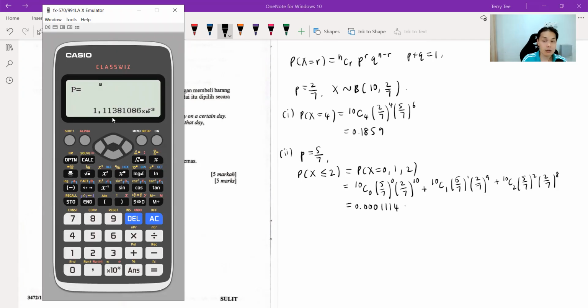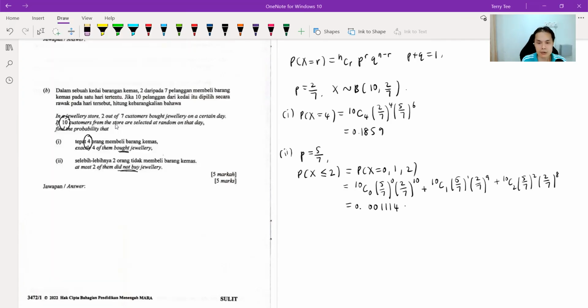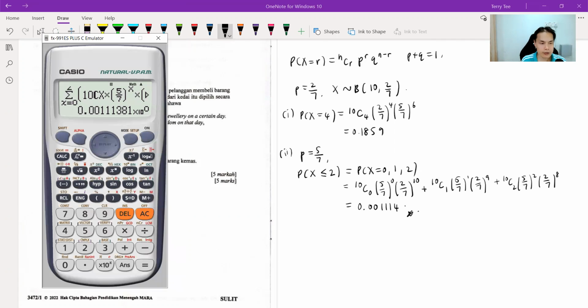So there you go. I'm getting the same answer, right? Shift ENG twice. See that? 0.00. Okay, I think I messed up. I put 000. Supposed to be 00. Sorry, 0.000114. There you go. That's your final answer. Okay, whether you use this calculator or this calculator, the black one is the same.